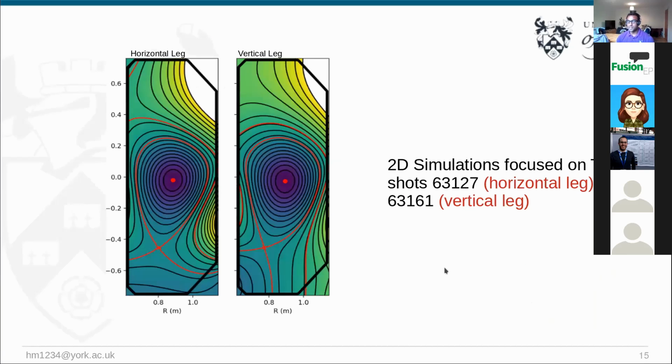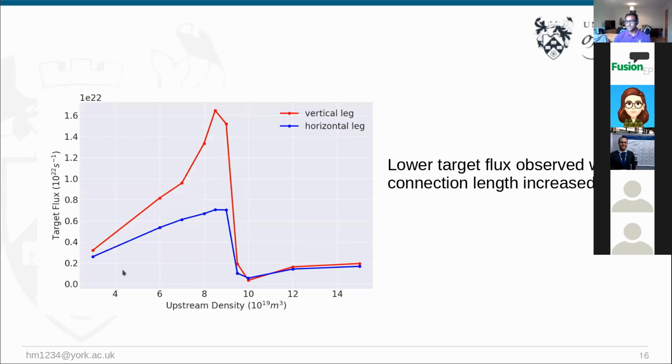The real-life sims that I'm looking at are these TCV cases. There you saw the horizontal leg, but I'm also running sims in this vertical leg configuration, which is the SuperX version, and I'm trying to compare the transport effects in these two cases. One of my first preliminary results looks at rollover, where I'm seeing that the actual point of rollover isn't changed between the horizontal and vertical leg configurations, but the overall target flux is quite reduced, at least while still in the attached regime for the horizontal leg. And this is expected because of the increased connection length.